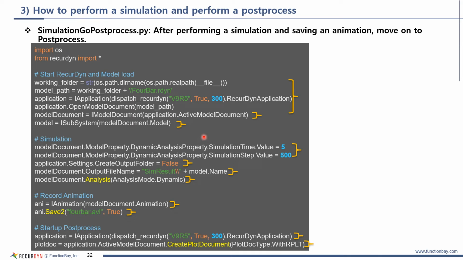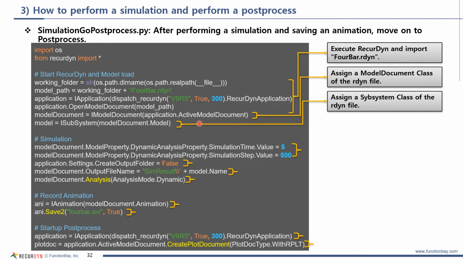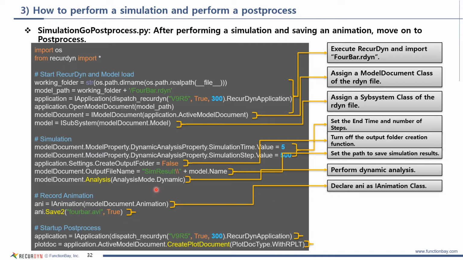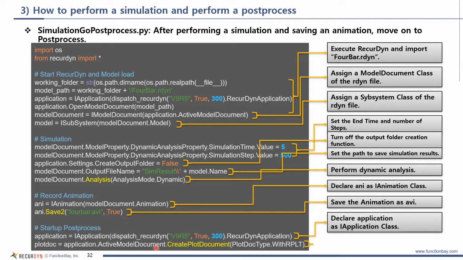The following example shows how to perform the post-process after simulation. You can see that the 4-bar RDYM file is opened once when RecurDyn is executed. To perform a simulation, simulation time and the timestamp are set. Then specify the output folder where the simulation results are generated and perform the simulation. Save the simulation results as an API file. Finally, start the post process via the create plot document function.